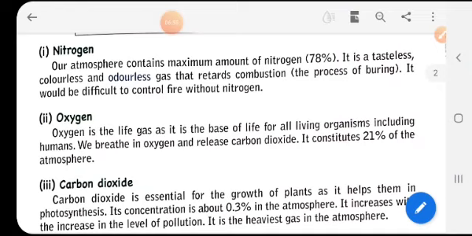So this nitrogen is tasteless, colorless and odorless. Odorless means it has no smell. So it doesn't have any smell, and it also retards or reduces the process of burning. Then we have the next component, oxygen. Oxygen is a life gas, as it is the base of life for all living organisms, including humans. There is about 21% of it in the Earth's atmosphere, and oxygen is the chief source of life on this earth.